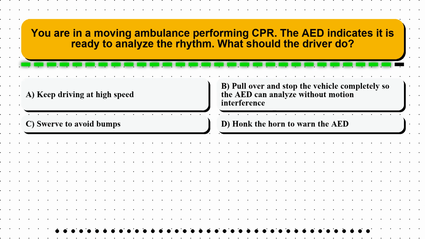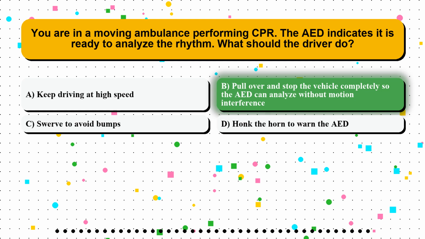Question 9. You are in a moving ambulance performing CPR. The AED indicates it is ready to analyze the rhythm. What should the driver do? Option A. Keep driving at high speed. Option B. Pull over and stop the vehicle completely so the AED can analyze without motion interference. Option C. Swerve to avoid bumps. Option D. Honk the horn to warn the AED.